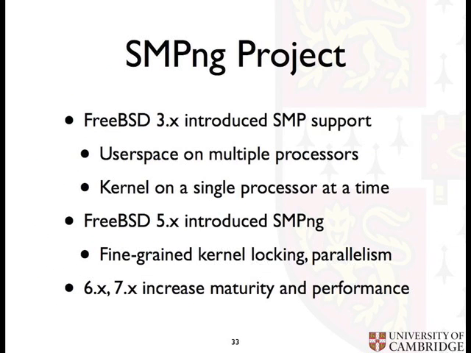Let's talk about another set of optimizations. The SMPng project was this project, I guess, beginning in FreeBSD 5 to move towards fine-grained locking through the kernel. FreeBSD 3 first grew SMP support, and essentially all that was there was a giant lock on the kernel. User processes could run on more than one CPU at a time, but whenever they entered the kernel, they were serialized by this giant lock.